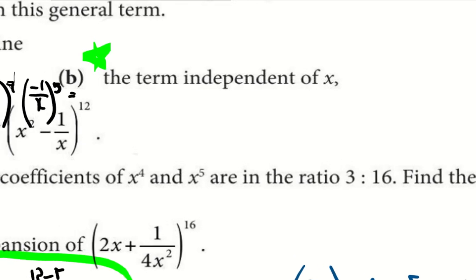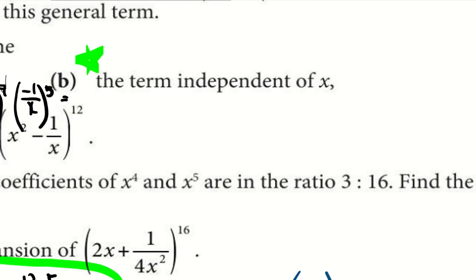Okay, I need to teach you the next thing called term independent of x. Independent means you don't need. Meaning, I don't have, okay, so what exactly is term independent of x? This means the constant term. The term that doesn't have x. Since the term doesn't have x, what does this mean? This must be x to the power of 0. Alright, please note this down.